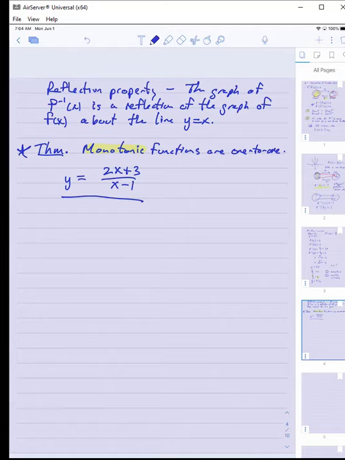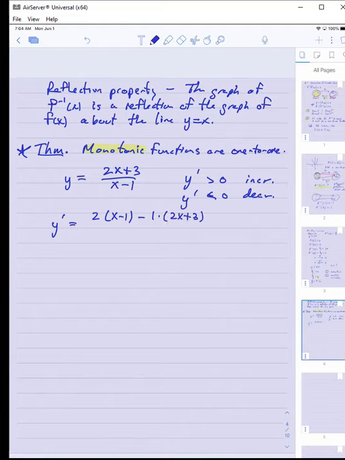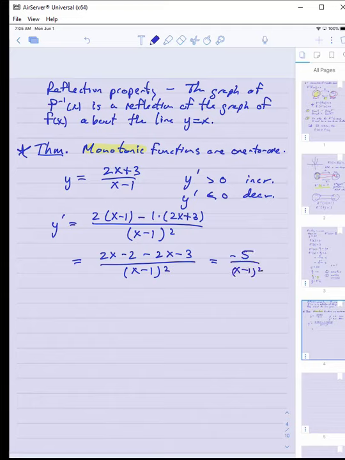All right, so how do you check to see if something is strictly increasing or decreasing? Well, you look at the derivative, because if the derivative is positive, it's increasing, and if the derivative is always negative, it's decreasing. So in this case, y prime would be [2 times (x minus 1) minus 1 times (2x plus 3)] all over (x minus 1) squared, which would be (2x minus 2 minus 2x minus 3) over (x minus 1) squared, which is minus 5 over (x minus 1) squared. That is clearly negative for all values of x in the domain of this function, i.e. all values of x other than x equals 1.